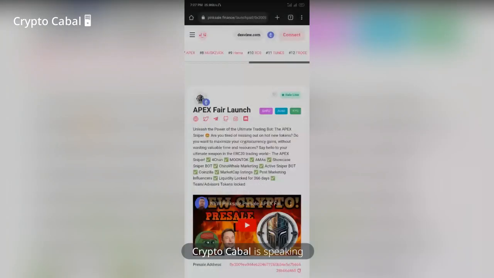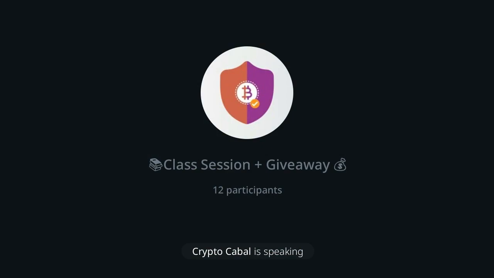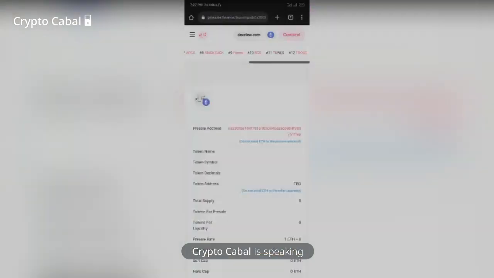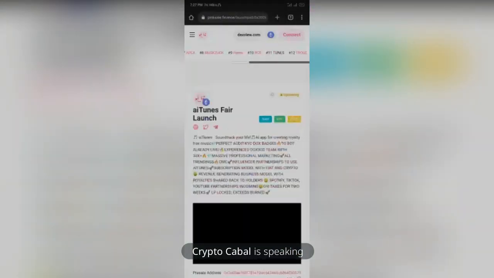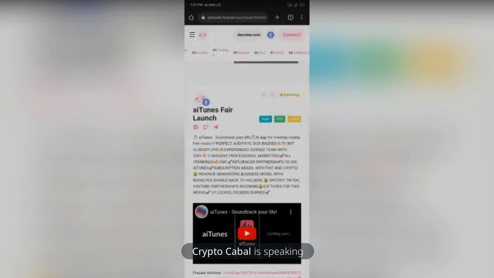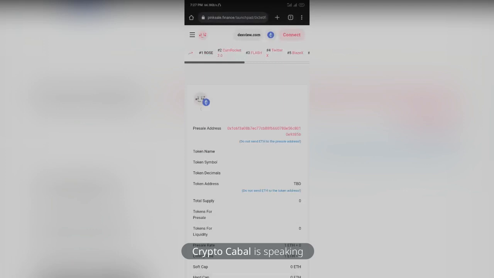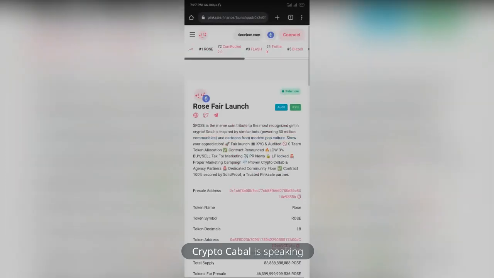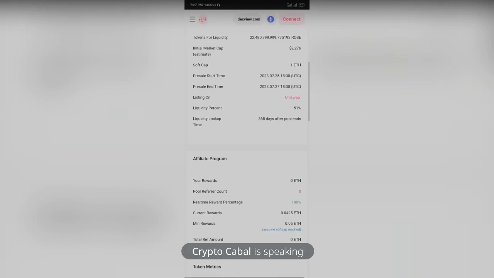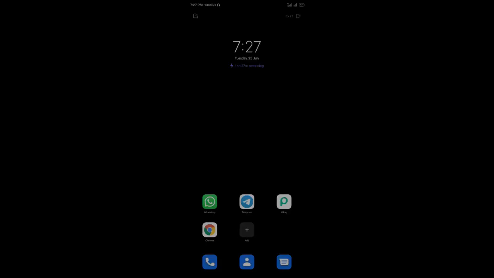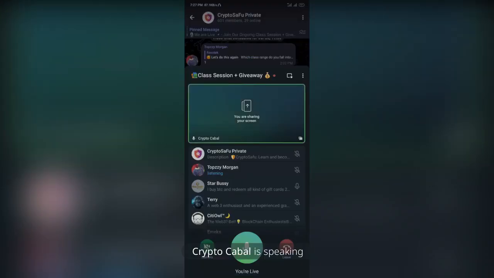So Pink Seal Finance is a multi-chain launchpad. So that is everything on Launchpad. Everything you need to know about Launchpad. So it's very, very simple and concise.